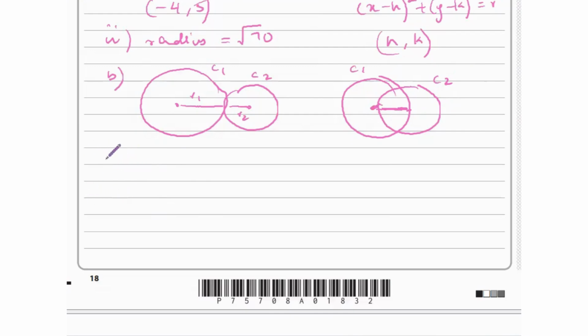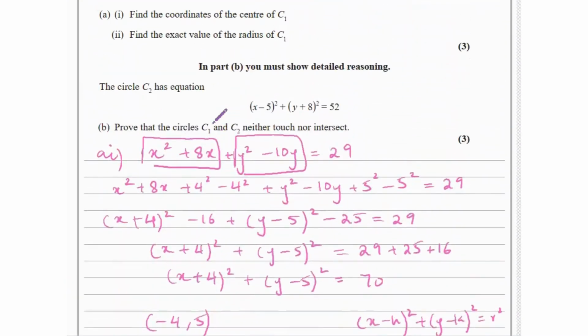So we know that the radius of C1 is root 70. The radius of C2 is going to be, based on the question, root 52.